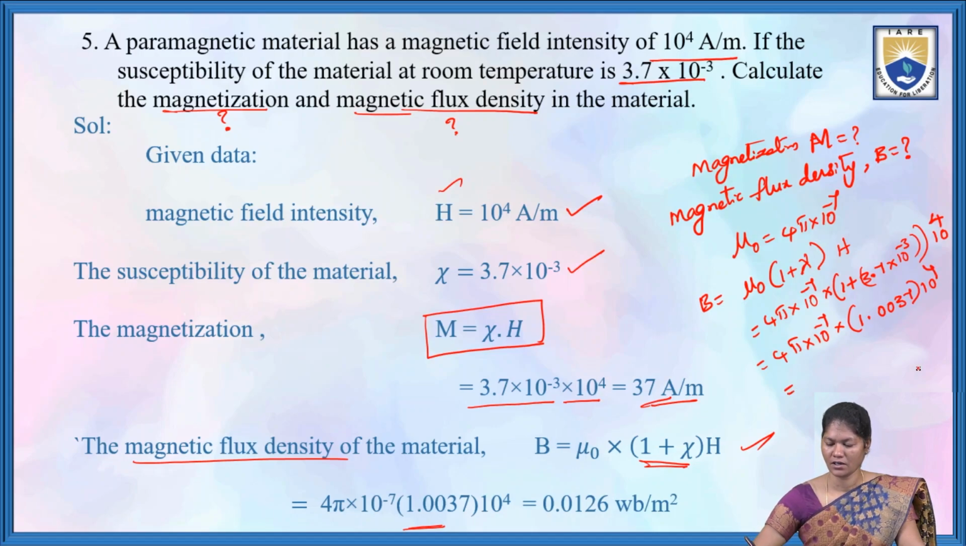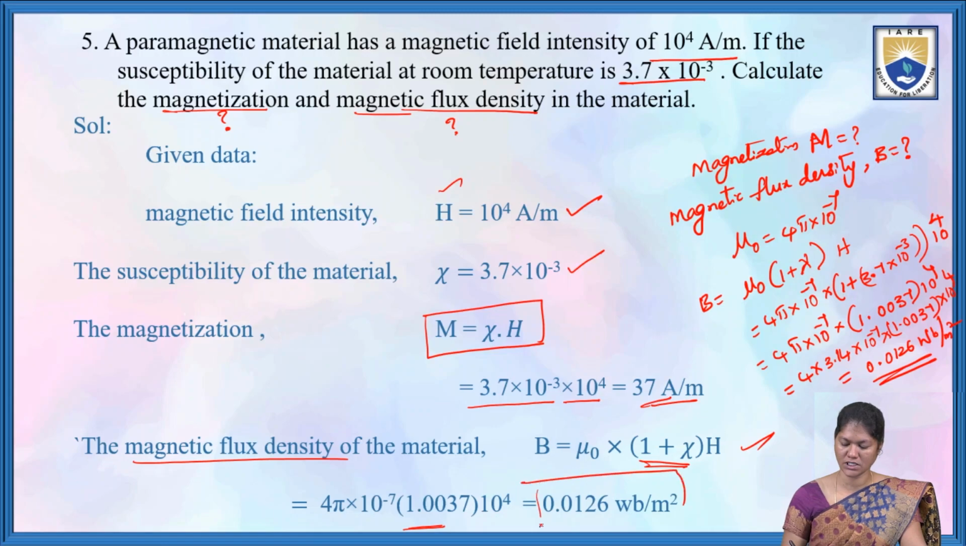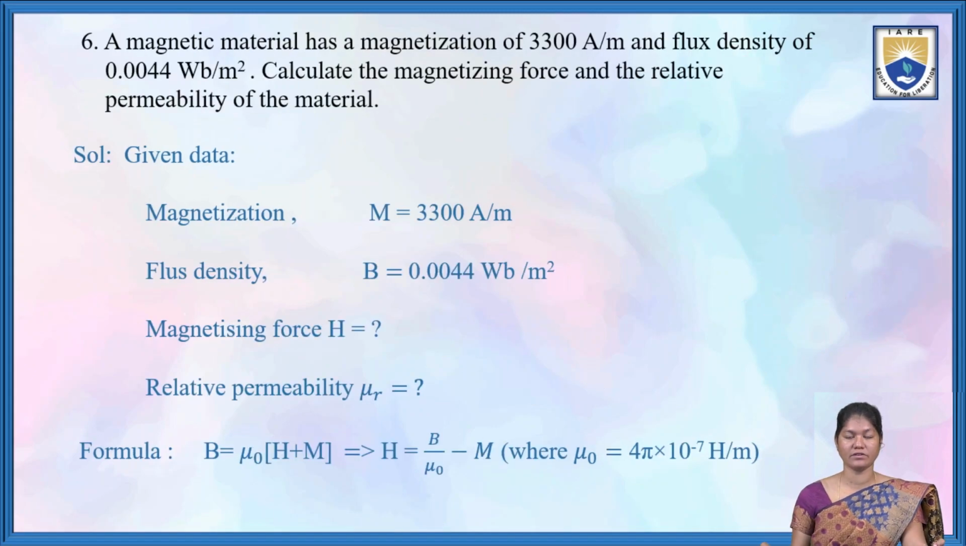So finally, after calculating, we'll get the value 0.0126 Weber per meter square. So this is the magnetic flux density of the material. Then we shall go for another problem.